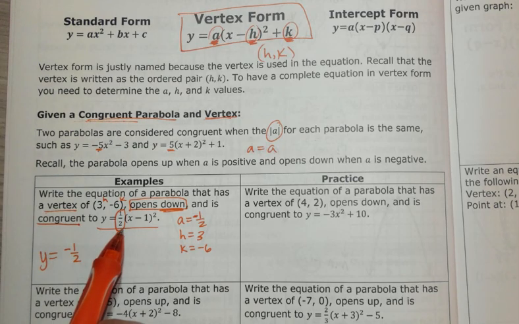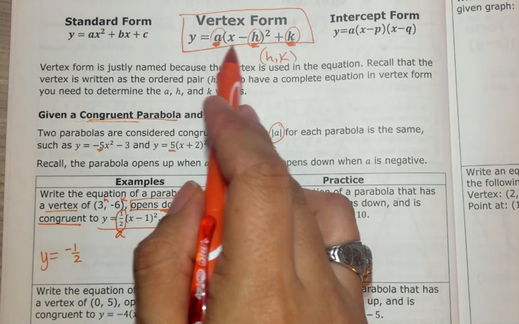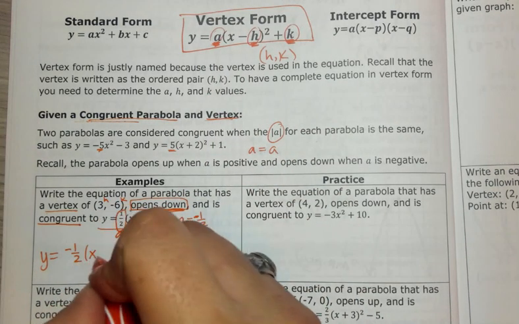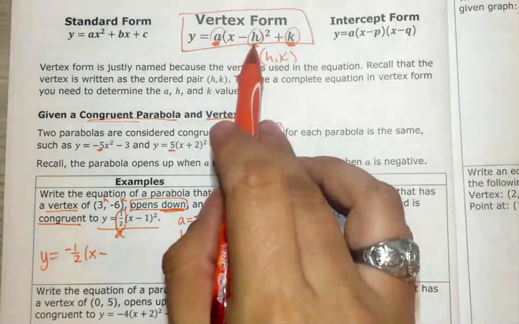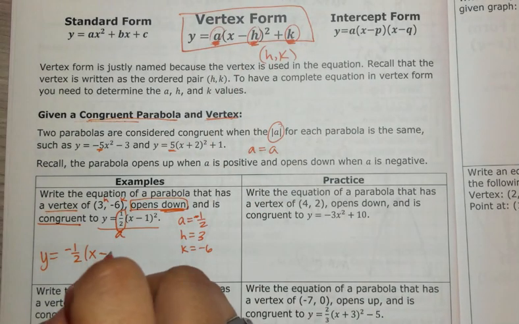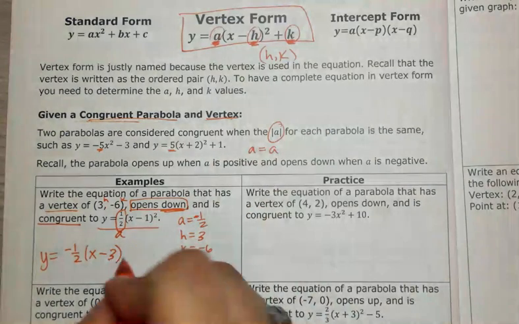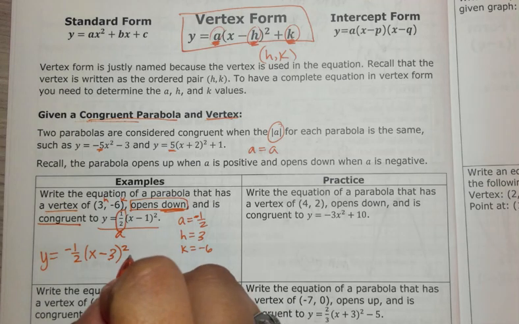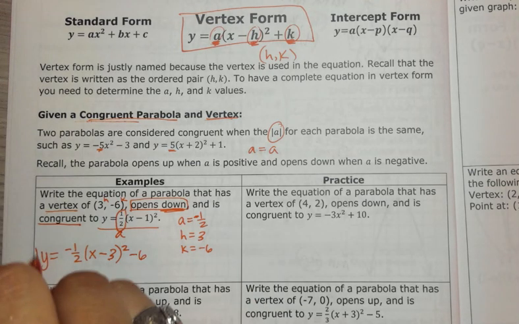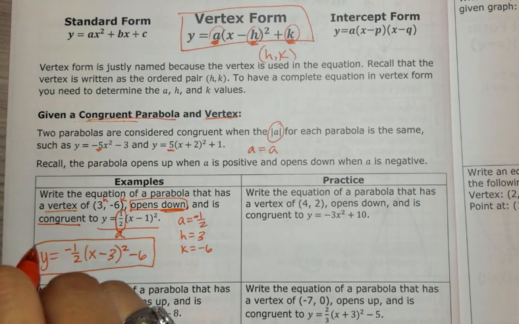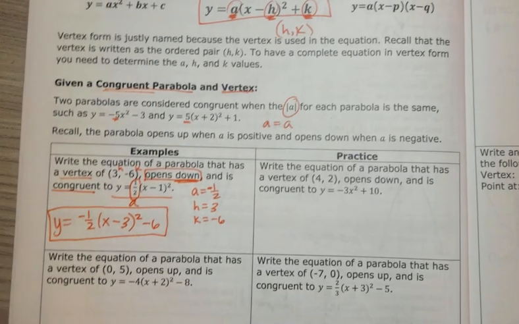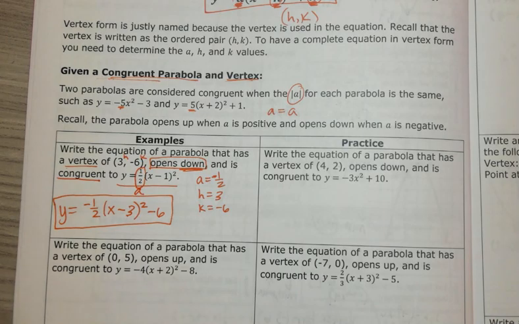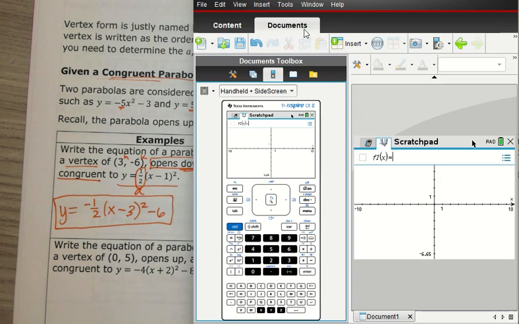Then you're going to follow the format. Parentheses x minus your H value. Our H value is 3, squared, plus your K value. Our K value is -6, so we're going to put just -6. So this equation is the correct equation. That will be a parabola that opens down and has a vertex of 3, -6, and is congruent to that. We can always graph it to check that that is true.